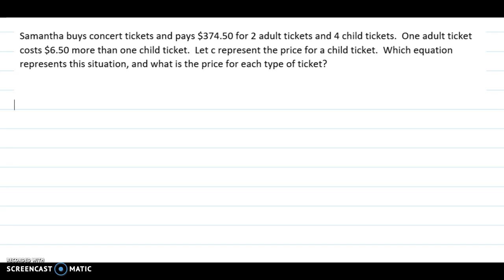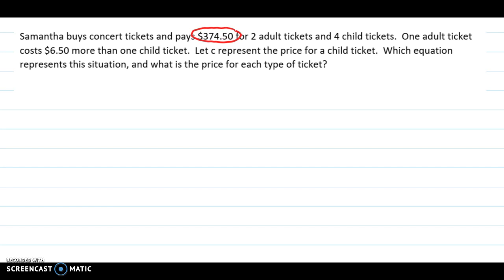Okay, so we're going to approach this from an open-ended type of problem. You may see this in a multiple choice, but the setup should be the same. First things first, let's take a look at everything that they've given us. They have told us that the total price for all the tickets is $374.50. So this is the total price or the total cost.